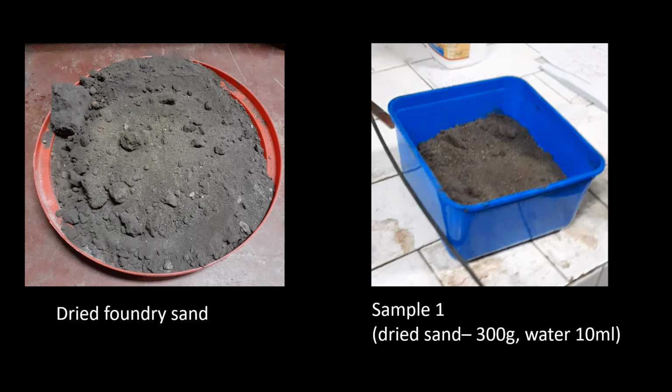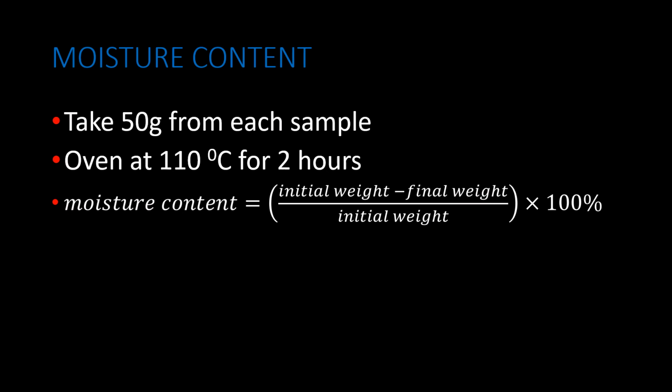Here you can see the dried foundry sand and prepared sample 1 by adding 10 milliliters of water to 300 grams of dried sand. To measure the moisture content, take 50 grams from each sample which you have prepared, then oven them at 110 Celsius for 2 hours. Using this equation, you can calculate the moisture content.